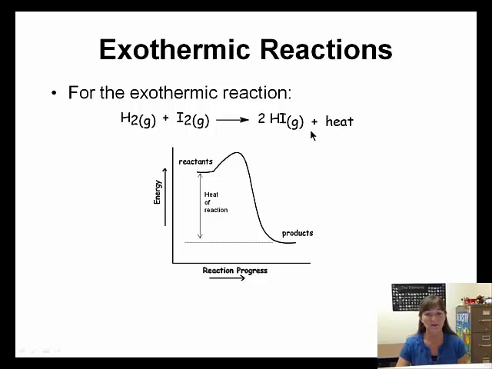So this is one of the ways you'll recognize an exothermic reaction: you'll see heat written on the right side of the arrow, meaning heat is produced. Heat is exiting. So if you remember, exothermic is heat is exiting.